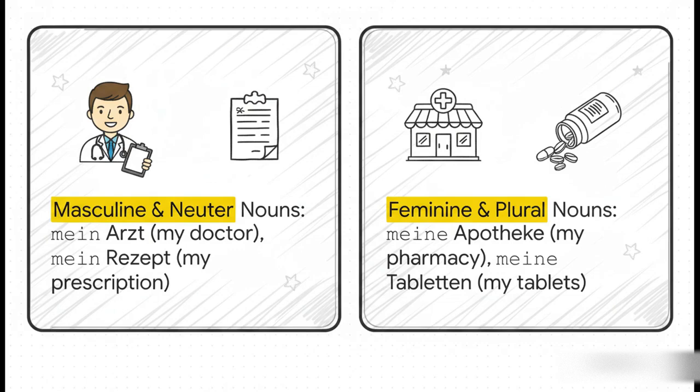All right, but you knew this was coming, right? It's German, so there's always a little twist, and here it is. The ending of mein can actually change depending on the word that comes after it. So for masculine and neuter words like Arzt for doctor or Rezept for prescription, it's just mein. Simple. But for feminine or plural words like Apotheke, the pharmacy, or Tabletten, tablets, you've got to stick an E on the end, meine. It's a really small detail, but it makes a huge difference in sounding natural.